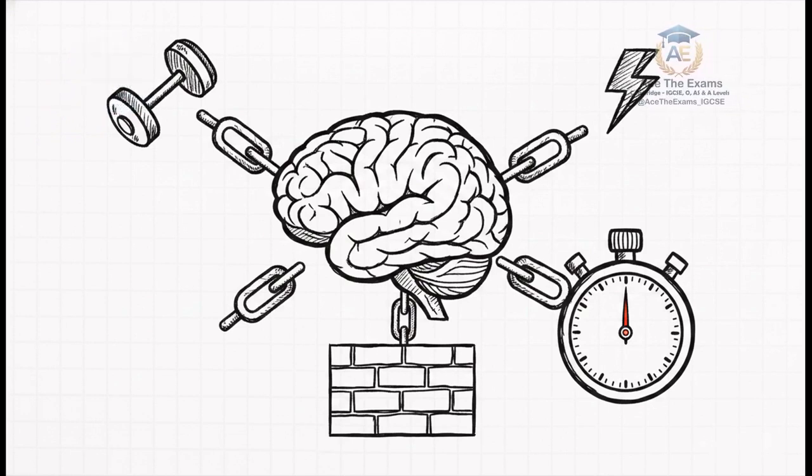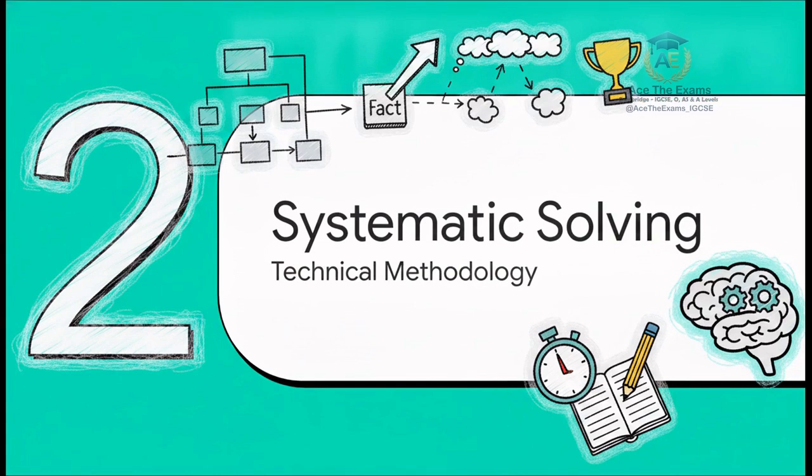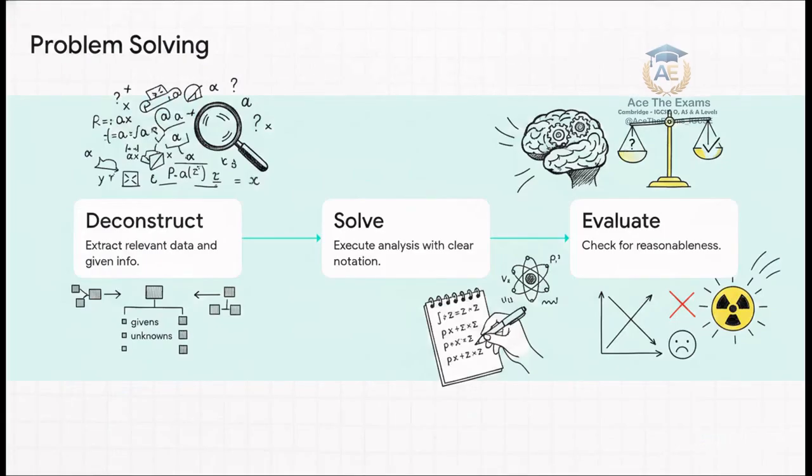Moving right along to Section 2, Systematic Problem Solving. We are shifting gears now from passively absorbing physics facts to actively executing exam strategies. When you're staring down a complex radiation problem, using a standardized sequence is an absolute lifesaver. Step 1, deconstruct the question and extract your data. You've got to identify the givens and the unknowns first. Step 2, solve systematically. Choose an analytical framework and use clear, undeniable notation. And Step 3, evaluate your results. Check for reasonableness. Actually ask yourself, does this final answer make sense in the real world of physics?